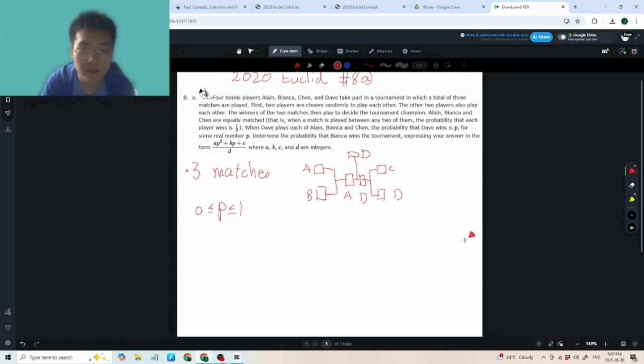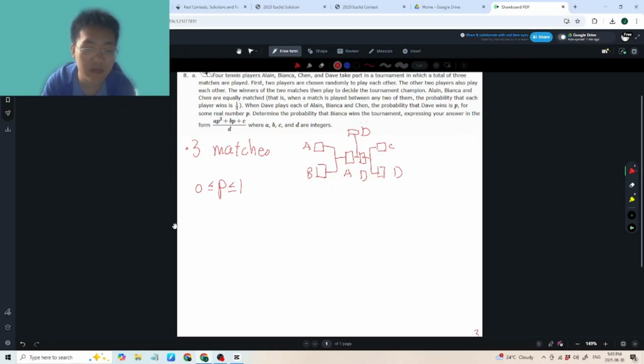Now, the question asks, determine the probability that Bianca wins the tournament and express the answer in this form, AP squared plus BP plus C divided by D, where A, B, C, and D are integers. Take note of the form. A lot of Waterloo contest questions ask you to represent the answer in a specific way, and if you don't do it the way they want, you could lose marks. So write it in this form.